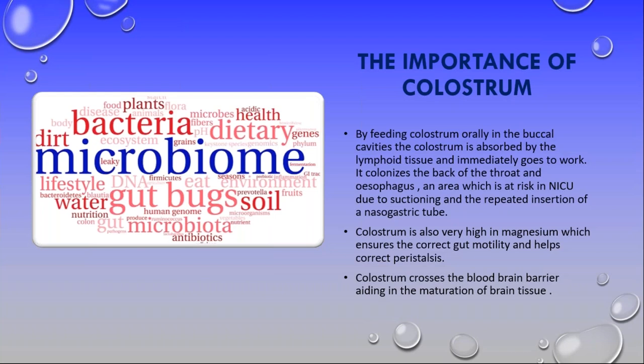So it is advised to feed buccally, to put a tiny bit of milk, 0.1 of a mil of colostrum, in the baby's buccal area. It will be absorbed there and it will give the baby better cover. As I said, colostrum is very high in magnesium, which ensures the correct gut motility, which means that from the jejunum onwards, the peristaltic movement is towards the anal area. So it gives good gut motility and it helps with peristalsis. Colostrum crosses the blood-brain barrier and helps mature the brain, as I have said before.